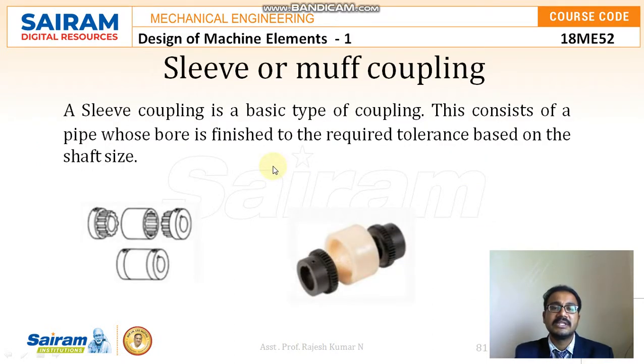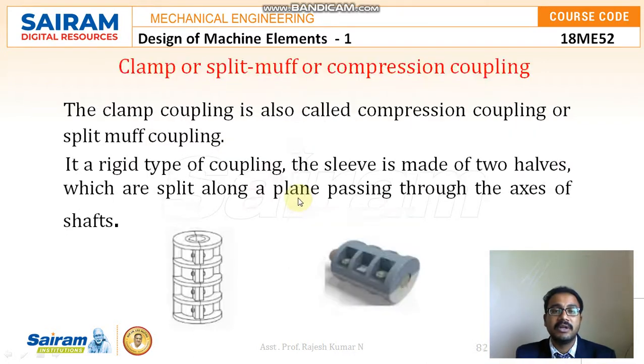First we will see the sleeve or muff coupling. A sleeve coupling is a basic type of coupling. It consists of a pipe whose bore is finished to the required tolerance based on the shaft size. Wherever there is no much complication or technical requirement, they go with this kind of sleeve or muff coupling. The meaning of the word sleeve or muff is a protective cover. After inserting the two shafts, I cover them with this sleeve or muff. That is why it is called a sleeve or muff coupling.